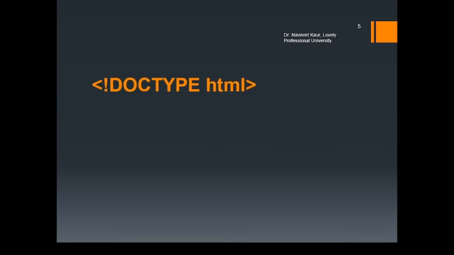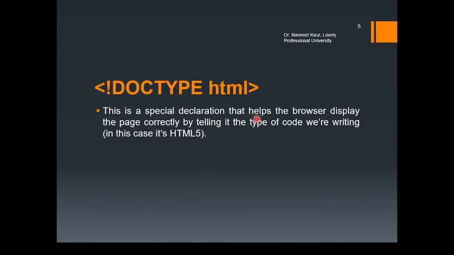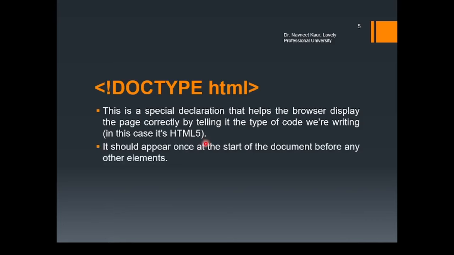The next topic is doctype HTML. This is a special declaration that helps the browser to display the page correctly by telling it the type of code that we are writing. So here in this case we refer to HTML5. We have been using this doctype HTML since the introduction of HTML5. It should appear once at the start of the document before any other element. So that means we write it just before the root element, and that is HTML.